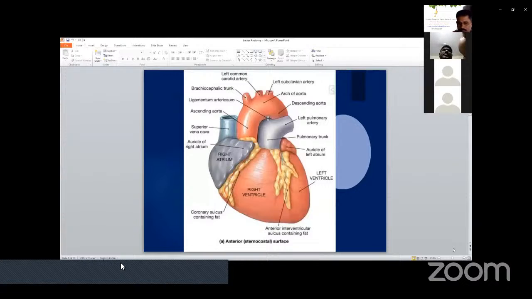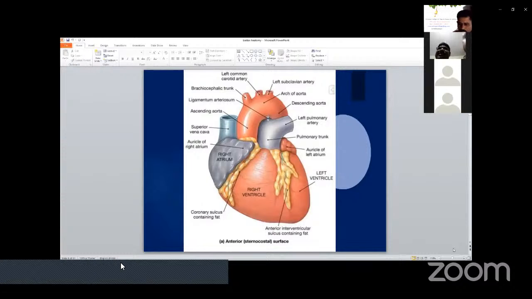Slide number 9. Okay. So the first one is right atrium, right ventricle, left atrium, left ventricle. Among these four chambers, first we are going to learn the structure and functions of the right atrium. The right atrium receives blood from the superior vena cava and inferior vena cava, and passes the blood to the right ventricle.